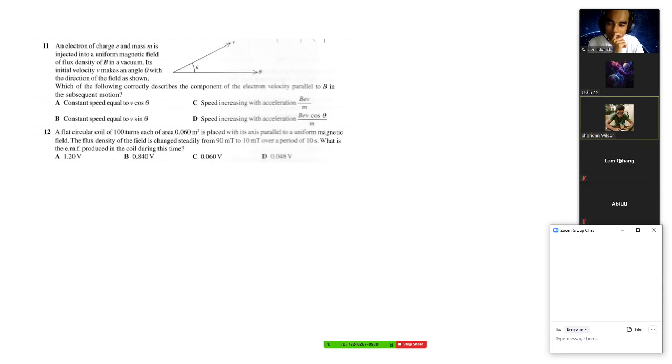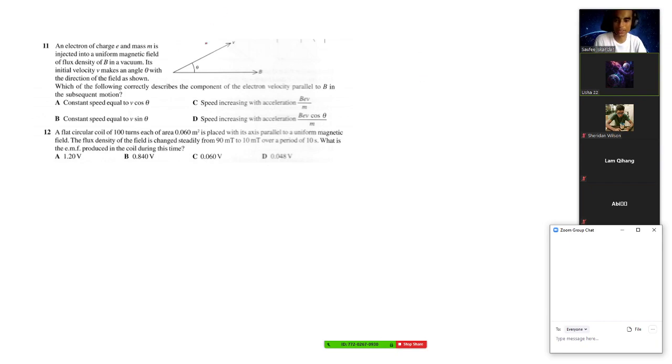so it's from the rule, right? Okay. Sheridan, what's your answer? It has to be perpendicular to B, sir. It has to be perpendicular to the magnetic field B. Then you have to use cos. Because the electron is a negative charge. Okay. So the answer is A.